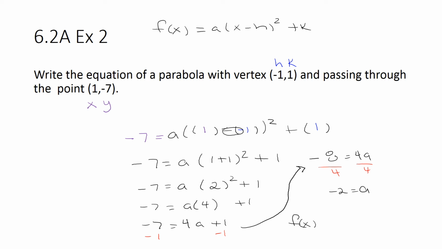So when you rewrite your equation, okay, you substitute your value for a, your value for h. Now here it's going to be a double negative, guys. Don't miss that. So that when you write your final equation there, you have negative 2 times (x plus 1) squared plus 1. And this here is the equation of the quadratic function in vertex form that has a vertex of negative 1, 1 and passes through the point 1, negative 7.